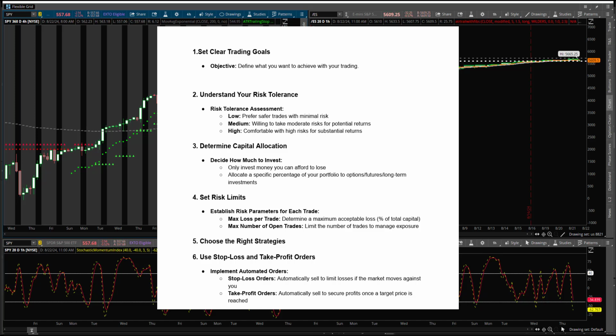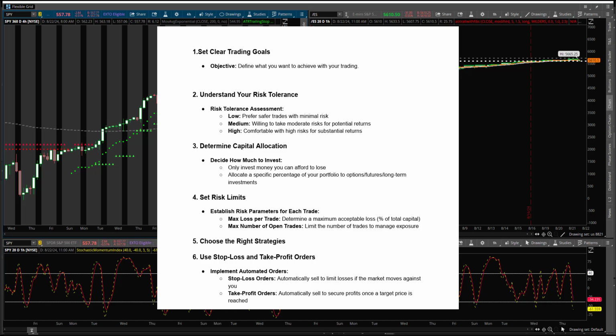From there, you're going to understand risk tolerance. So are you looking for a very low risk, low reward type of trading style? Are you looking for something that's higher risk, high reward, that you're allocating a smaller amount of capital? Are you looking at something that's going to be a mix of the two? From there, you're going to determine the amount of capital that you're going to allocate to that specific trading goal or plan. After that, you're going to set risk limits.